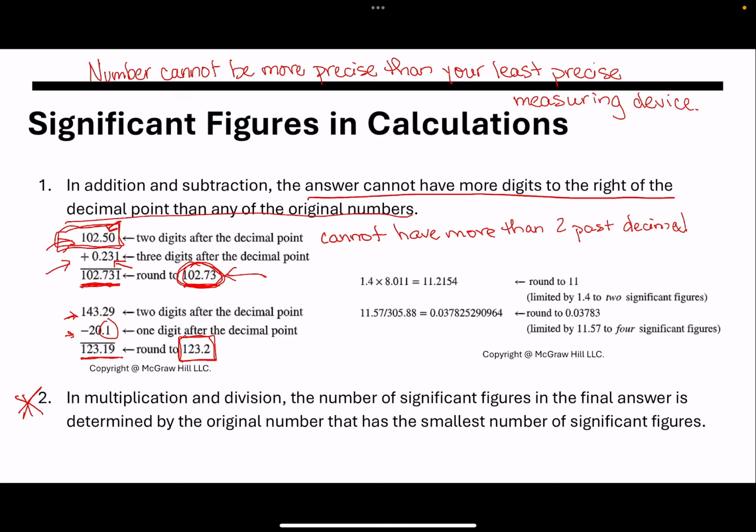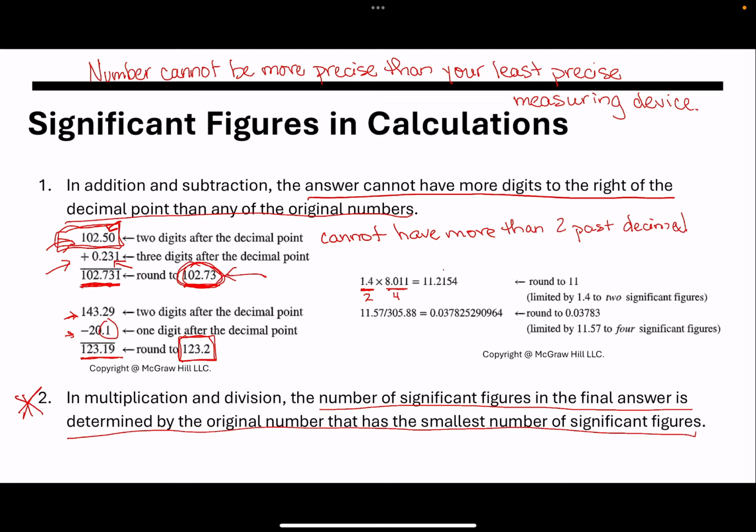Okay, I find just in my mind for some reason that multiplication and division is a little bit simpler because the number of sig figs in the final answer is determined by the original number that has the smallest number of sig figs. So for this, you just have to be able to count sig figs and know that you're going to have to round your final number to that. So you can see in this example right here, we have two sig figs here and we have four sig figs here. So that means our final answer cannot have more than two significant figures.